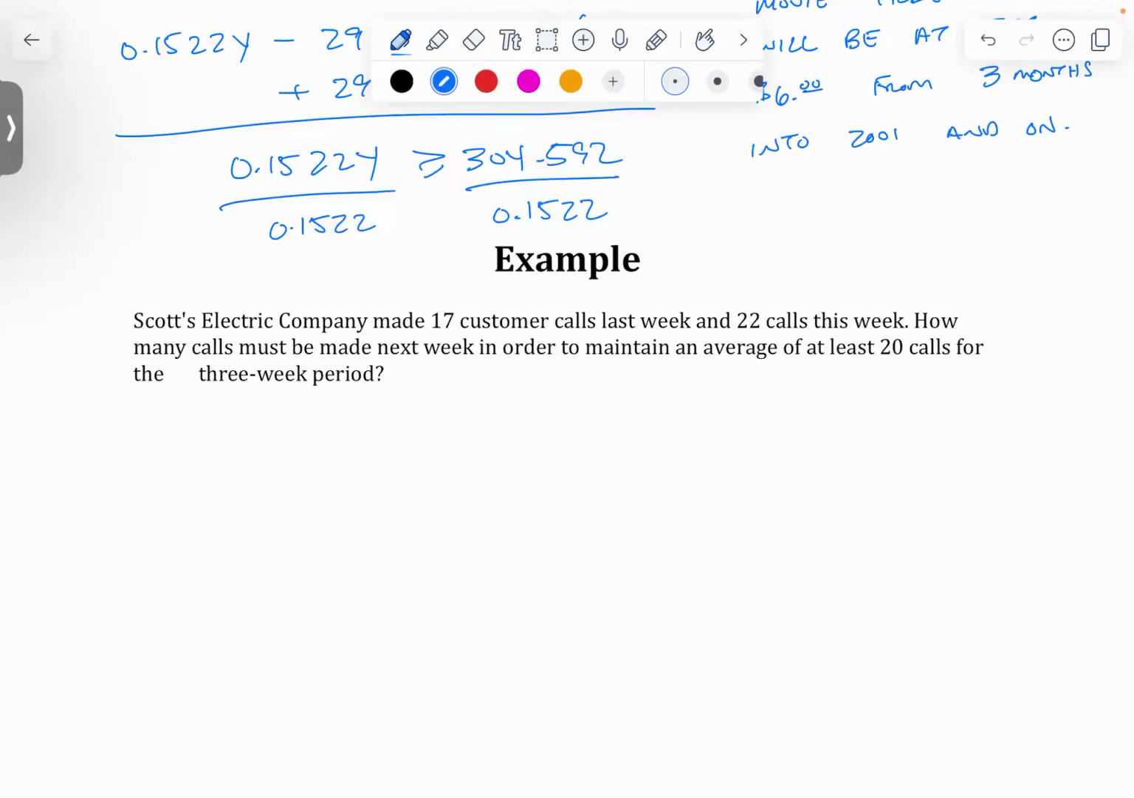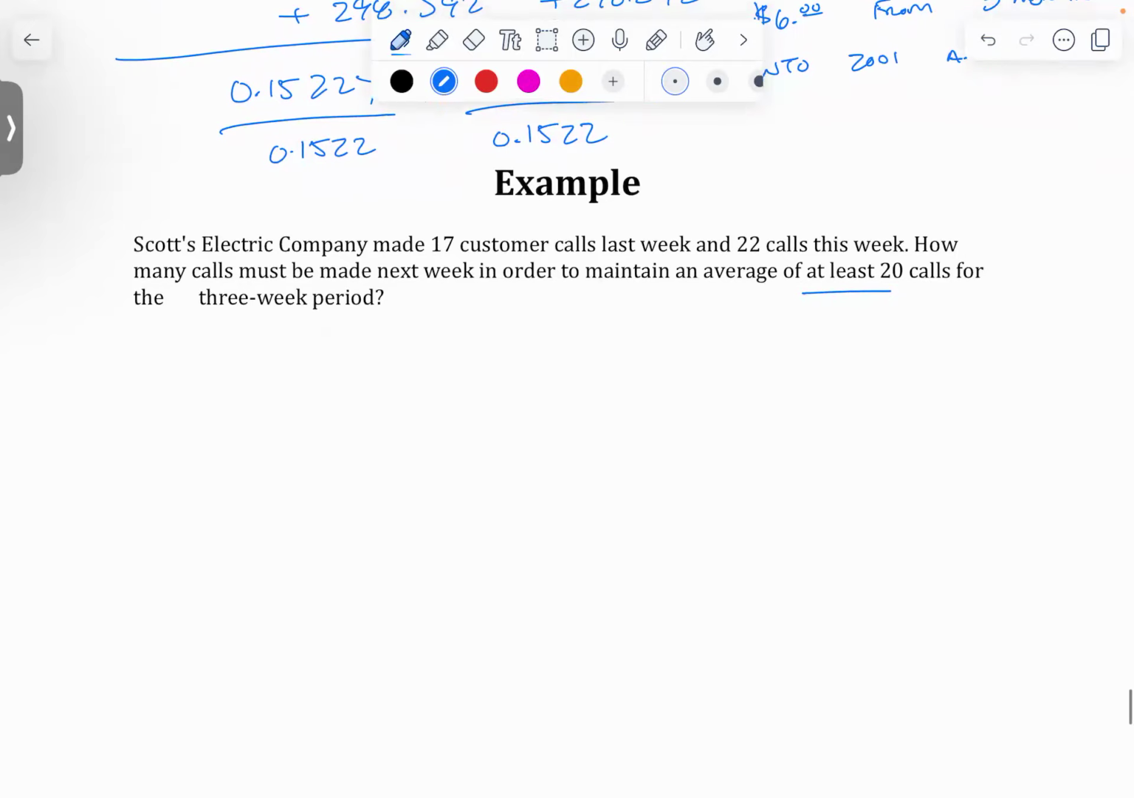Another example. Scott's Electric Company made 17 customer calls last week, 22 calls this week. How many calls must be made next week in order to maintain an average of at least 20 calls for the 3-week period? Again, super important to make sure you're paying attention to that at least, at most, minimum, maximum type of wording.